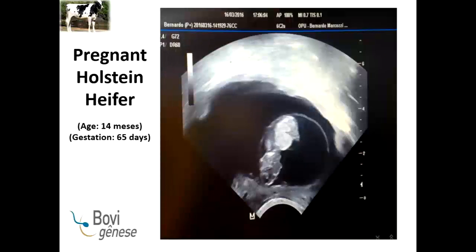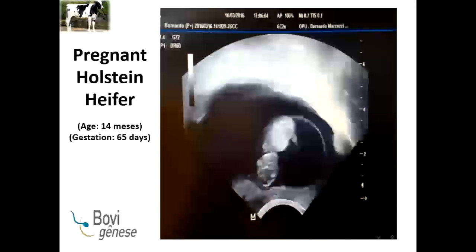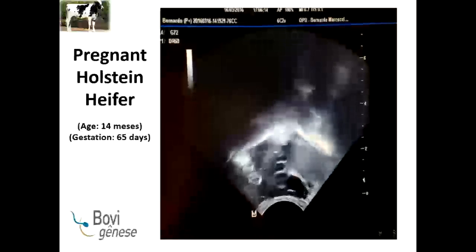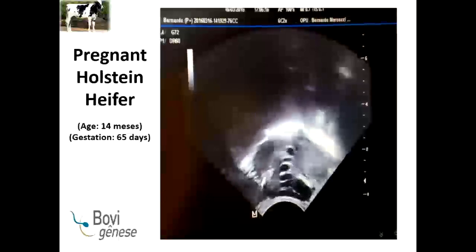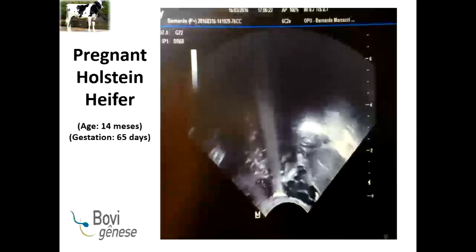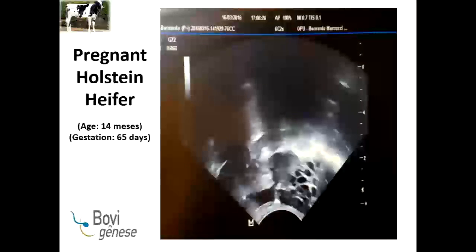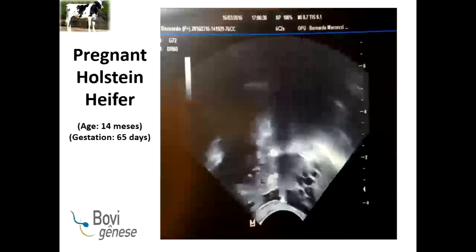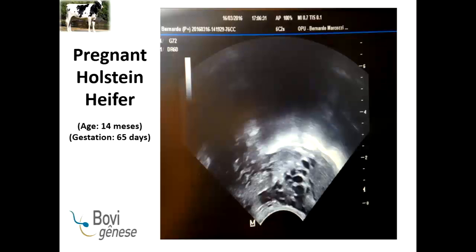Here is a video just to show you that this is a pregnant heifer that we aspirate. Look at the ovary, a lot of follicles in the ovary. This is just an example, but Bernardo collected 60 oocytes from these pregnant heifers. So if you work with this, you know that we can collect oocytes in pregnant animals also.